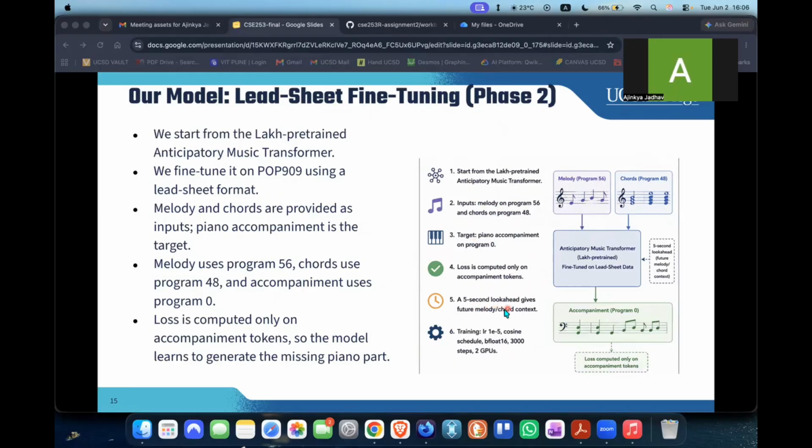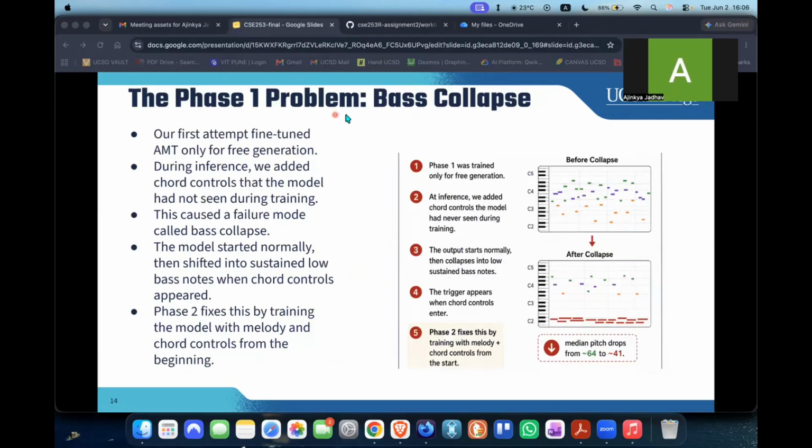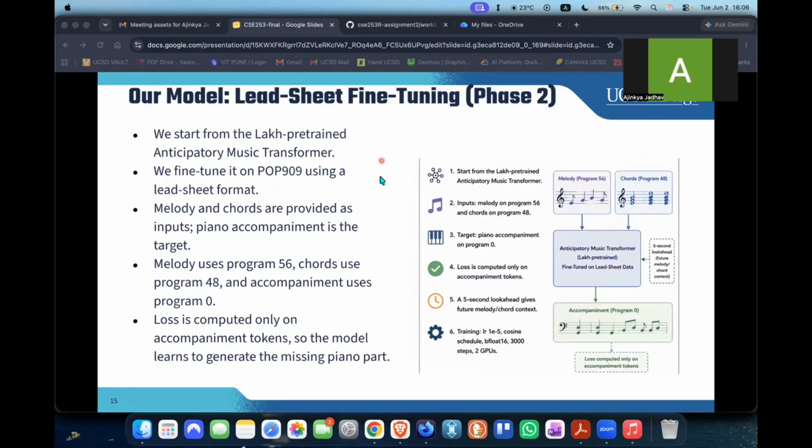A 5-second look ahead gives the future melody as well as the chord context. And the learning rate is 1e-5 with bfloat16 values, and we are using 2 GPUs. Again, the most important part in this slide is that the loss is computed only on the accompaniment tokens. So the model learns to generate the missing piano part very easily. This was our fix for the phase 1 problem that caused the bass collapse.